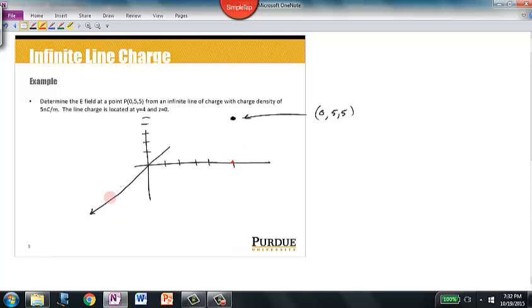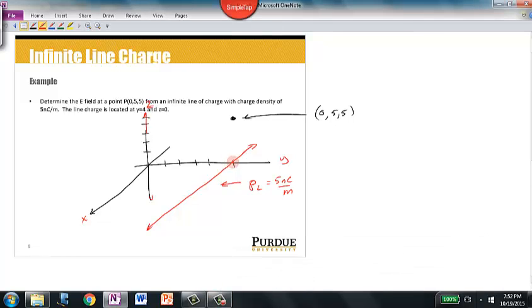And why didn't we specify an x coordinate? Well, it's because it's a line charge, right? By just giving the y and the z coordinates, we've specified the fact that it lies along the x-axis in this case. And this has a linear charge density of 5 nanocoulombs per meter. So we've got the z-axis, the x-axis, and the y-axis there.